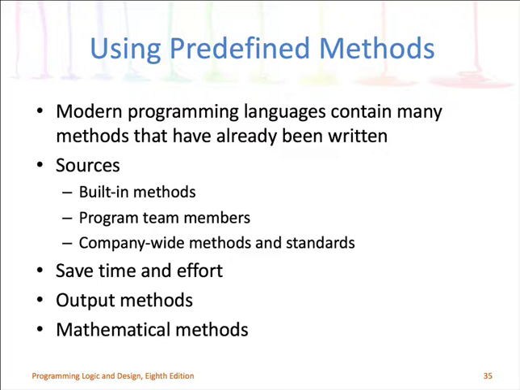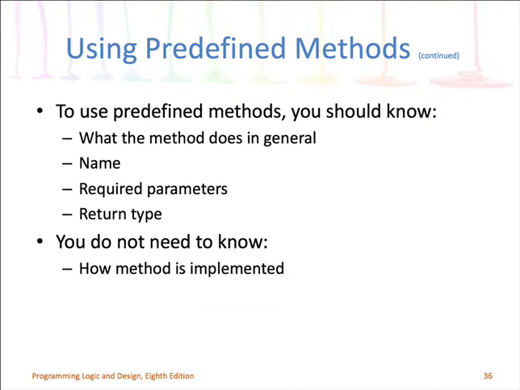You can use output methods to make sure your output is consistent, potentially of a specific format. And if you do lots of different calculations, but you use those calculations over and over and over again, then you can define those as a method and call those as well. So those are some of the advantages. To use a predefined method, you first need to know that it exists. You need to know what the name is. You need to kind of know what the method does to make sure you're choosing the right method. You need to know what parameters you need to pass in, and you need to know the return type.